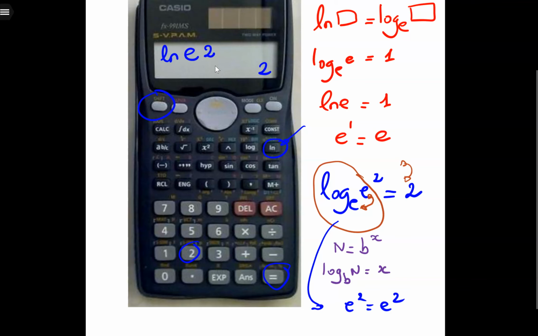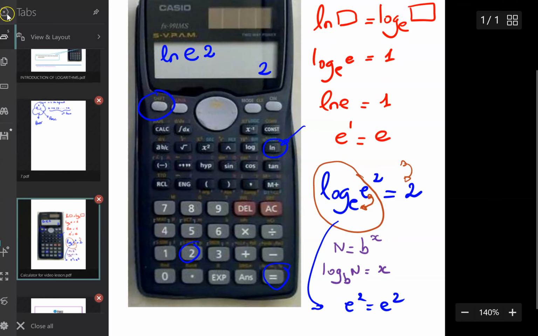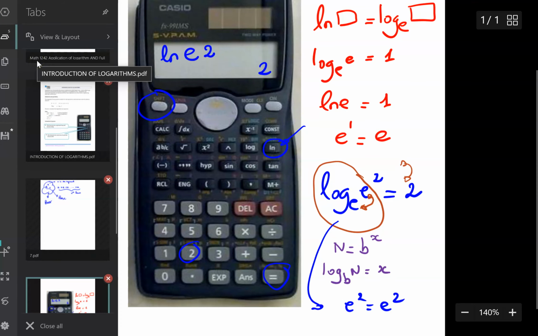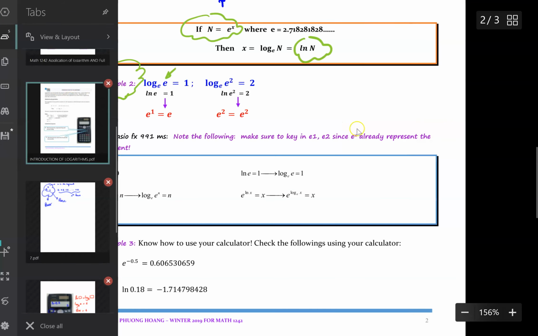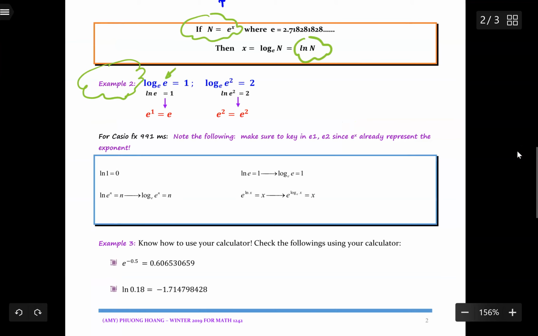Alright, okay, so I hope everyone is clear. It's a bit confusing using the calculator, but if we understand the concept of the natural logarithm and common logarithm, how they relate to the exponential function, then hopefully we can avoid all those errors. However, remember, it takes practice for us to master this concept.